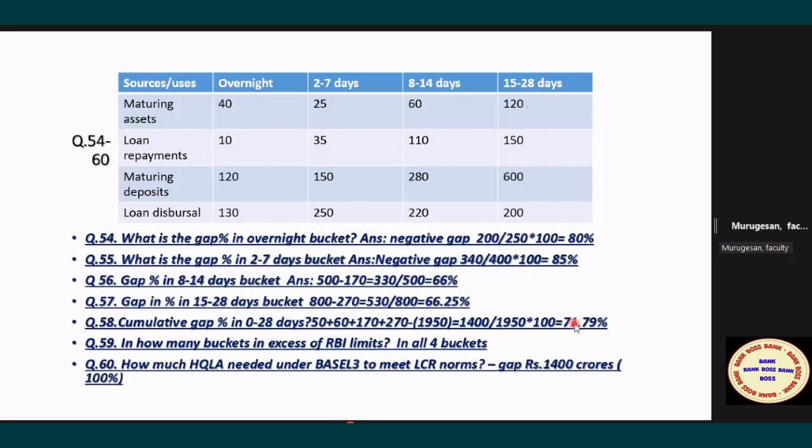first 30 days. You may wonder, sir, why 28 another 2 days? Don't worry. This is the cumulative gap. So the total gap 1400 should be backed by high quality liquid assets, that is 100%.